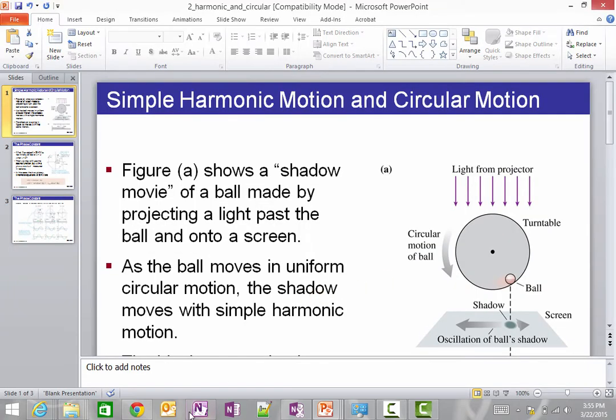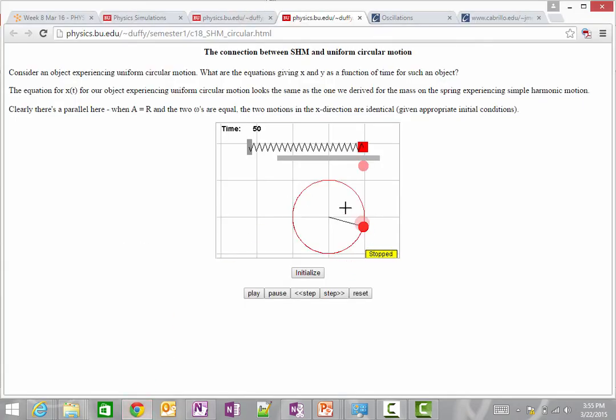Let's look at some simulations to understand this better. This is our turntable here, right? And this is the ball attached, and this is the shadow. And on top, we have a spring attached to a mass that is also doing a harmonic motion. Let's look at the simulation and see what happens. Right there, they both start from zero here, and then they go. You can see the shadow is moving exactly with the same motion as the spring, and this is a harmonic motion.